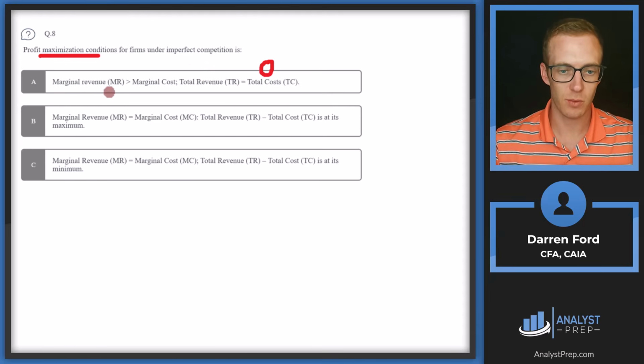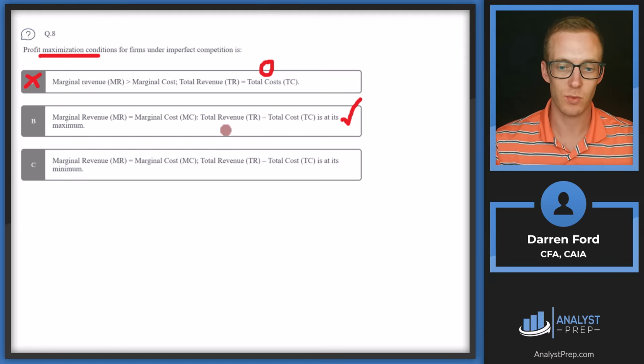And also, if marginal revenue is greater than marginal cost, meaning that if we can produce 1 additional unit, our revenue on that unit is greater than the cost on that unit, we could be making more profit. So that's not going to be a condition either, and these also just contradict each other. So we can rule out A. For B, marginal revenue equals marginal cost, and then total revenue minus total cost is at its maximum. So total revenue minus total cost at its maximum, that's going to be indicative of profit maximization.